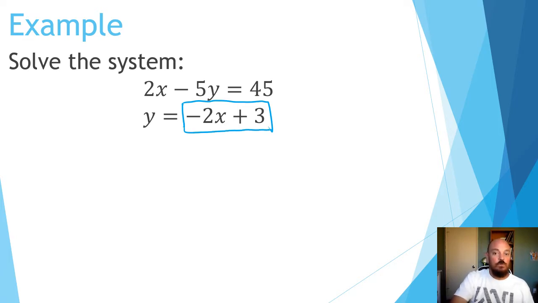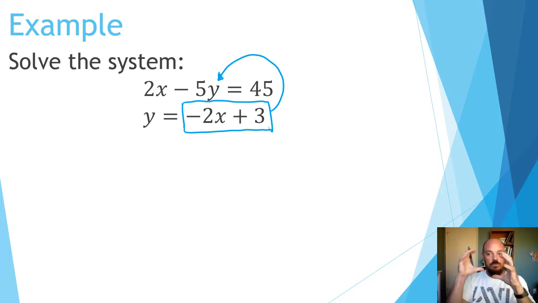Well, if that's y, I'm going to put it right here into the other equation for its y. That's what we mean by substitution. If one of the equations tells you y equals this expression, take that expression, put it into the other equation for its y. So if I do that, I'm going to start by recopying that top equation, 2x minus 5y equals 45, except instead of the y, I'm going to put the negative 2x plus 3.